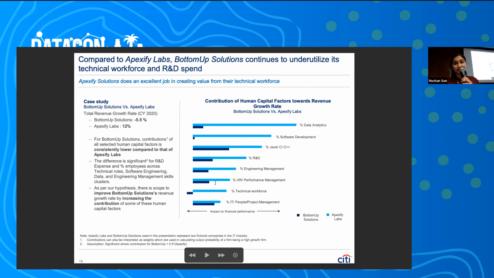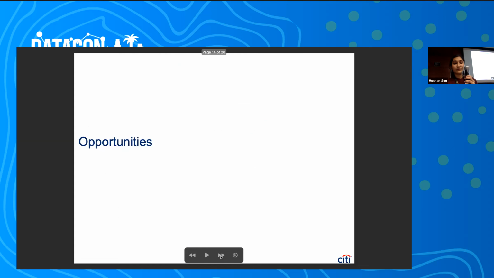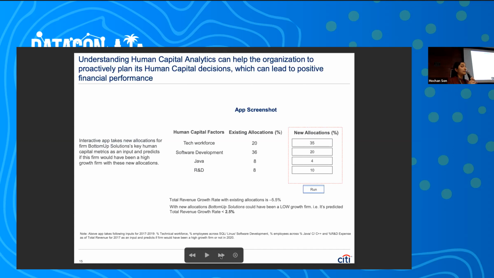Now, how do we do that? This is an MVP app that we created, and it basically shows the human capital factors, their existing allocations and new allocations for Bottom Up Solution. You can try different new allocations for this particular firm. You can run this app and it will show whether with this new allocation, this firm could become a high growth firm or not. So this is just a sample output of that. I will highlight one of the cases that works for Bottom Up Solution in the next slide.